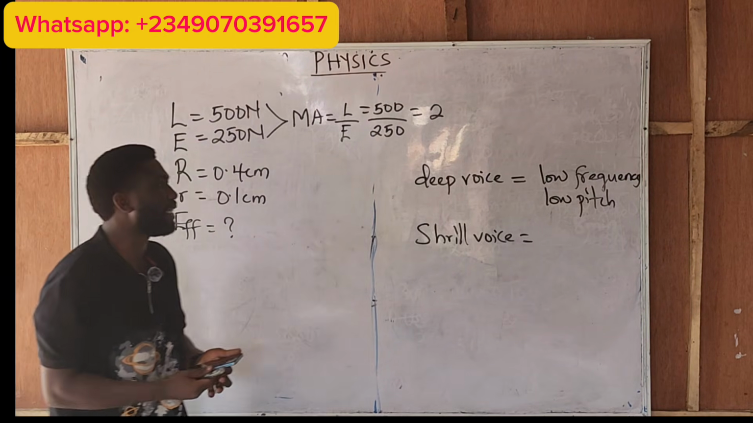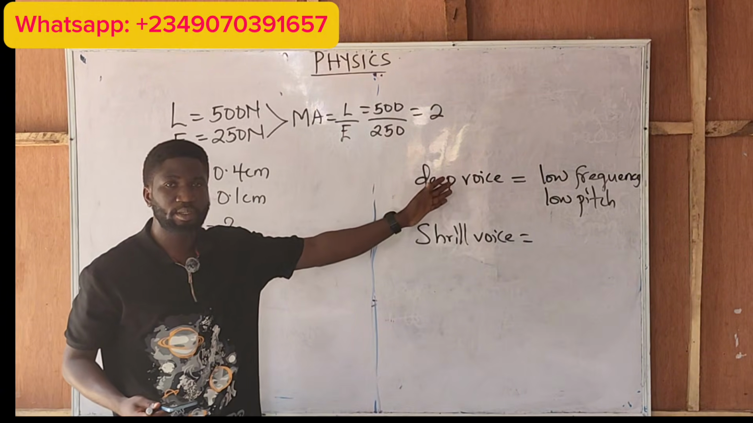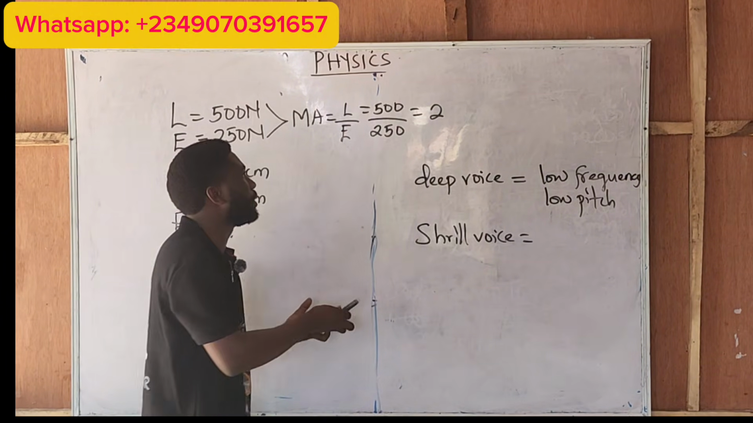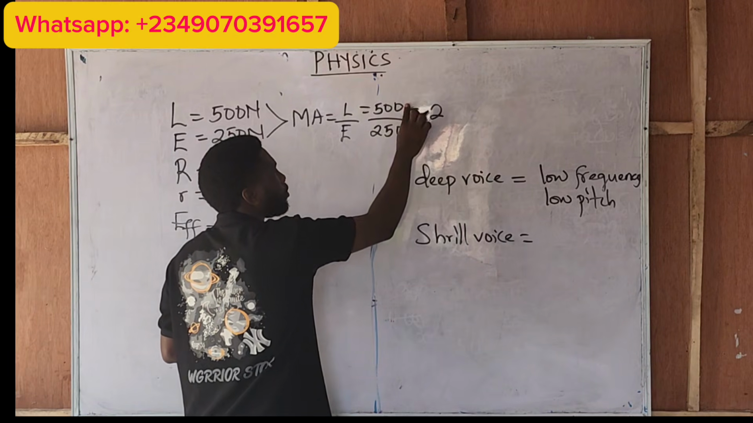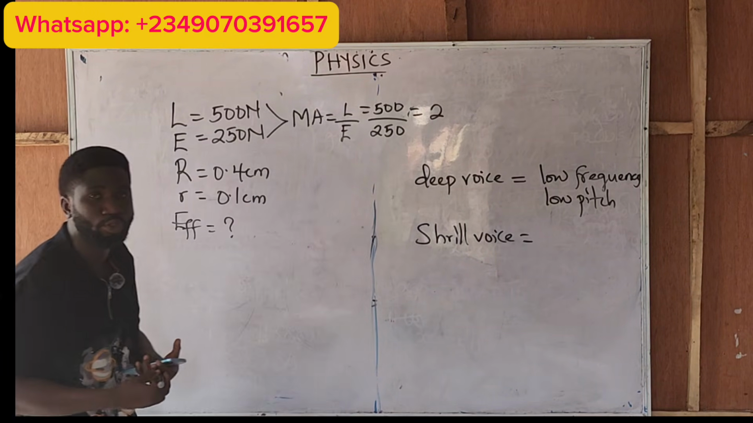So mechanical advantage has no units. Because if I decide to put the Newton here, and then I put the Newton here, the Newton will cancel out the Newton. So mechanical advantage has no units.